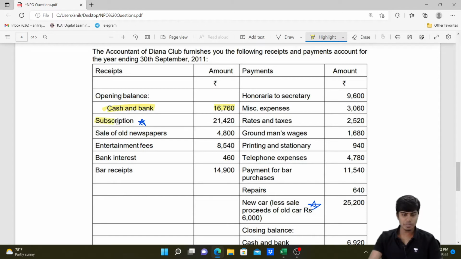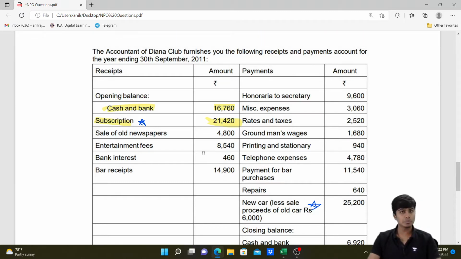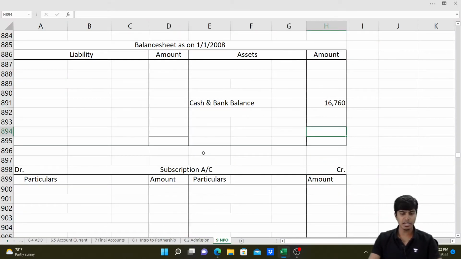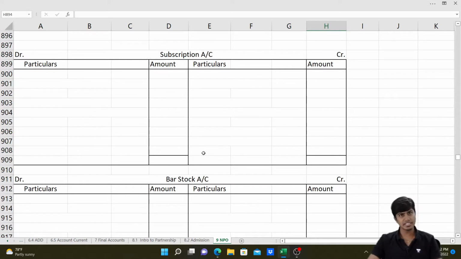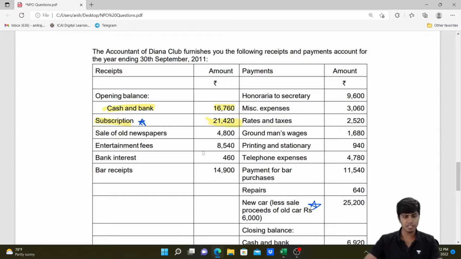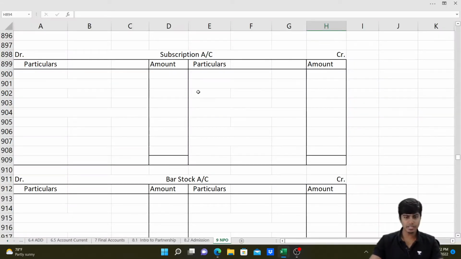After this, I have subscription account 21,420. There is a star saying that we need to open subscription account. I'll quickly open subscription account, and in my subscription ledger, I would have to write this. In receipts and payment, we have written to subscription. That is, cash to subscription is the entry. So in our subscription account, I'll write by receipts and payment account.